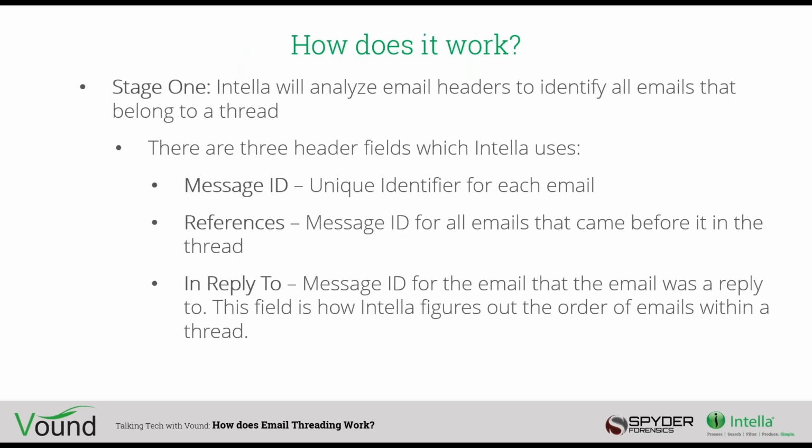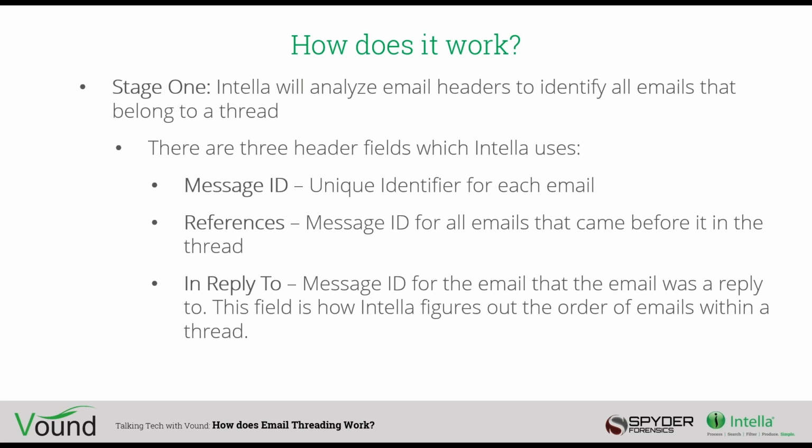So now let's get into the meat of what this webinar is about. How does it work? Stage one, Intella is going to analyze all the email headers to identify all emails that belong to a thread. For those of you who've never seen an email header before, the email headers contain all the information that is essentially needed to get an email from one email account to another. There are other things in there like the path it took to get to that location, which is how Intella is able to plot geolocation information based off IP addresses within the header.